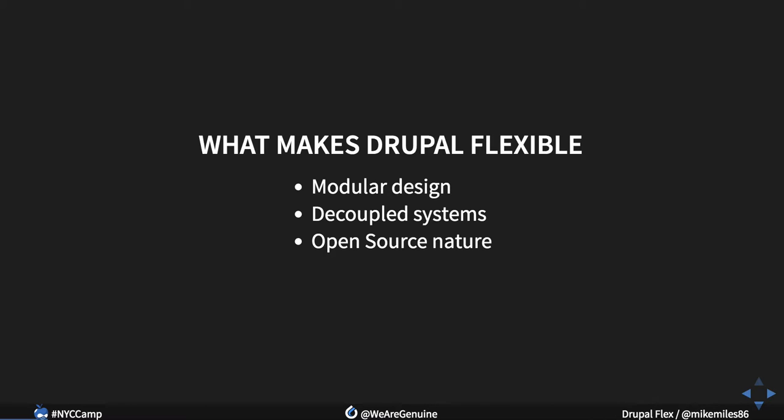And then Drupal is open source by nature, which means if Drupal doesn't do what you want it to do, you have the ability to go in, mess with the code base, update it, expand it, change it to make it work for your needs. So these are the three aspects that I think make Drupal flexible: that it's modular, that the systems are decoupled, and that it's open source. Anyone can add to it, anyone can make changes to it. It's not a closed-off system.